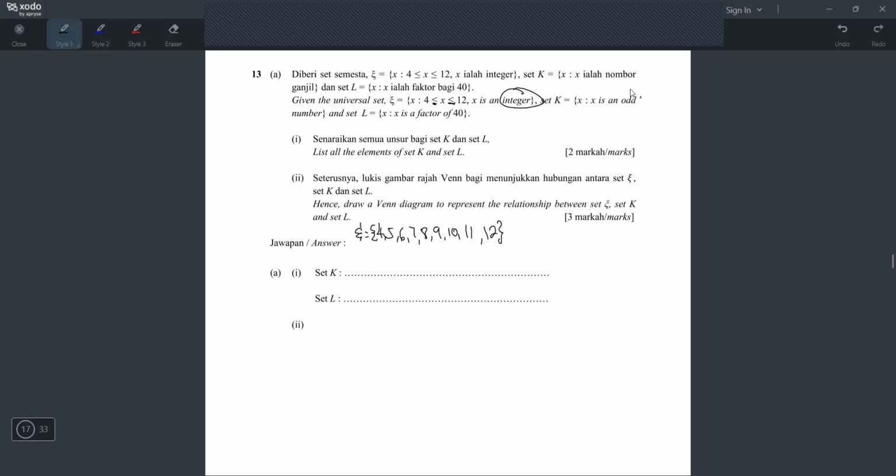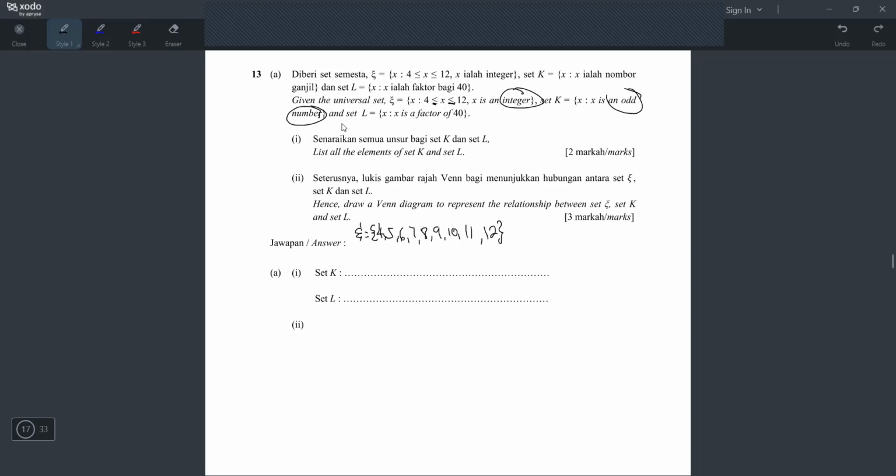Set K, X is an odd number. Odd number means nombor ganjil, a number that cannot be divided by two. For example, 1, 3, 5, 7, like that. But if you write 1, 3, 5, 7, it is wrong already. Because you have to remember this: whenever you write the elements of set K or set L, you have to make sure the number you write exists in the universal set, then only you can write it inside.